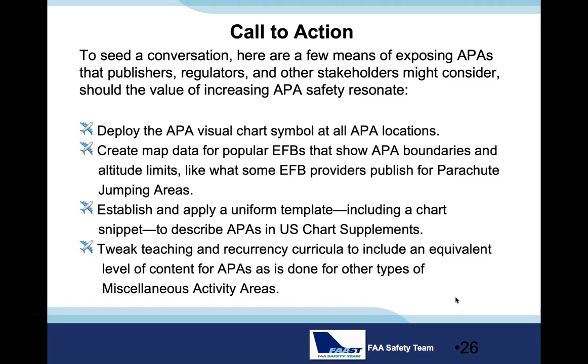To seed the conversation, here are a few means of exposing APAs that publishers, regulators, and other stakeholders might consider should the value of increasing APA safety resonate. First off, deploy this APA visual chart symbol at all APA locations. Create map data for popular EFBs that show APA boundaries and altitude limits, like what some EFB providers currently publish for parachute jumping areas.